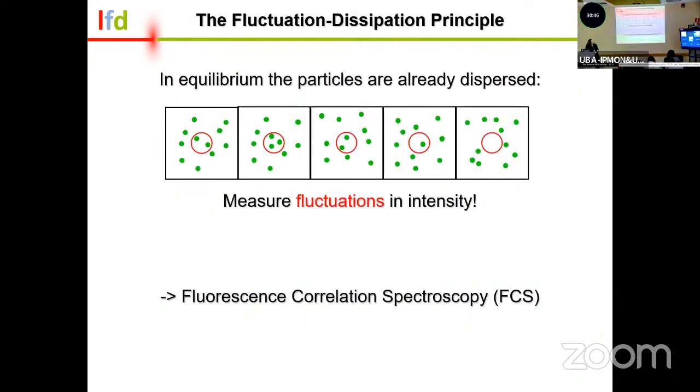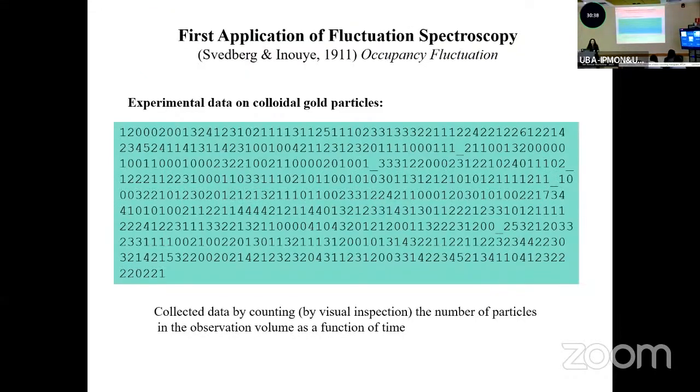All right, so this is the fluctuation. What we're measuring is fluctuation of intensities, and we can use correlation spectroscopy to get that value, the diffusion time. And we can also get the number of molecules. How many molecules were there?